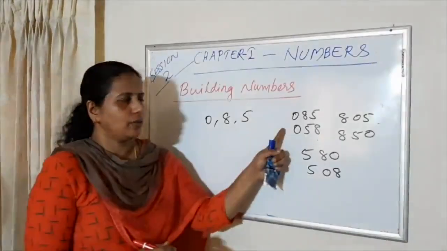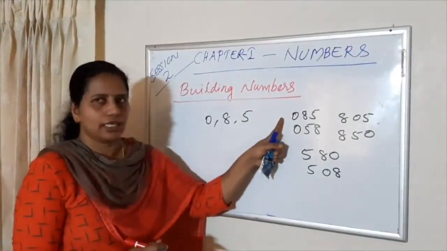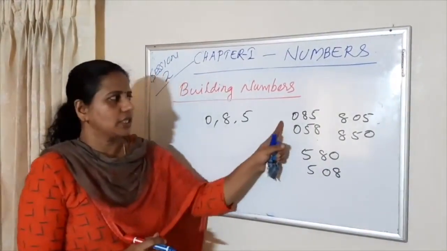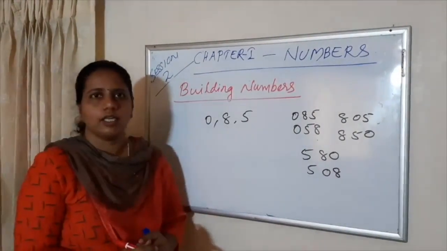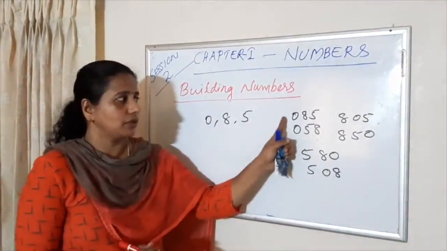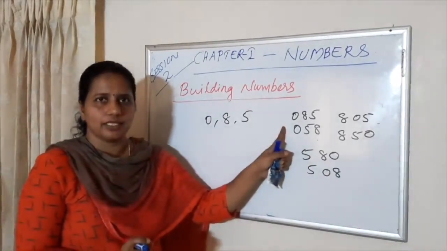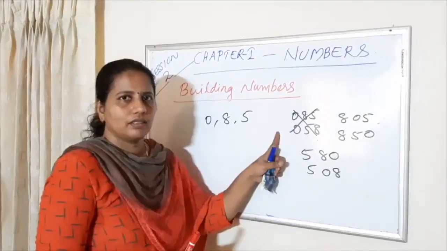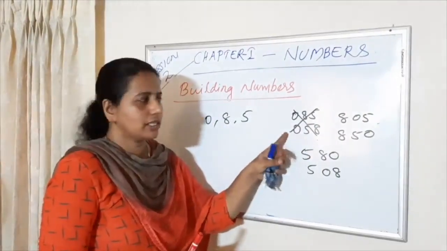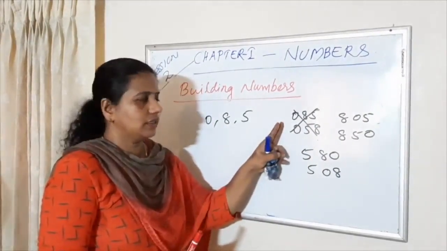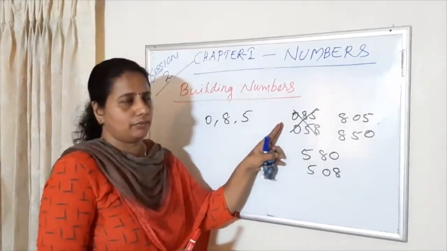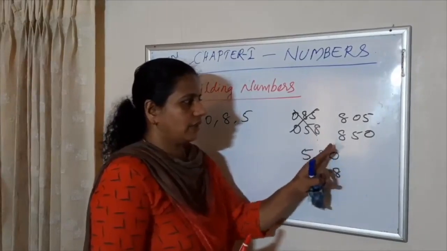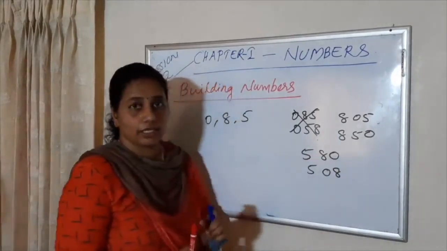So let's see how many 3-digit numbers we can make. That is 1, 2, 3, 4, 5, 6. 6 numbers. But 085 and 058 are not 3-digit numbers. Both of them are 2-digit numbers. So we can omit those numbers, because 0 has no value if it is on the left side of the given number. Next one: 805, 850, 580 and 508.